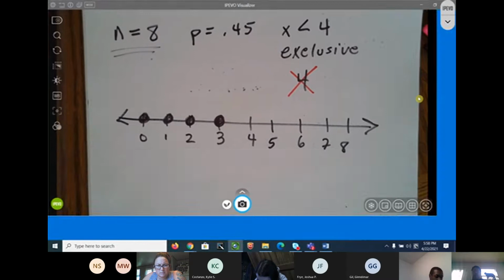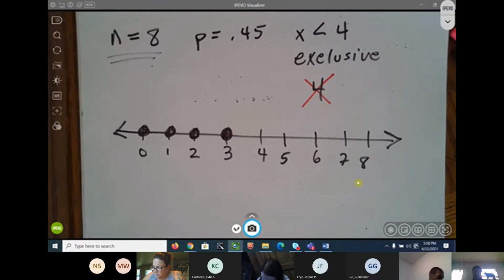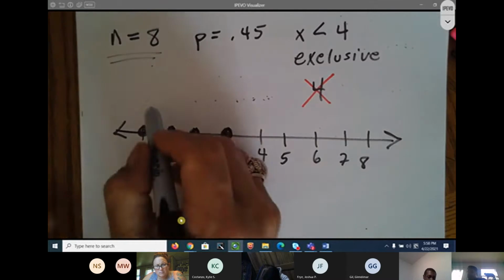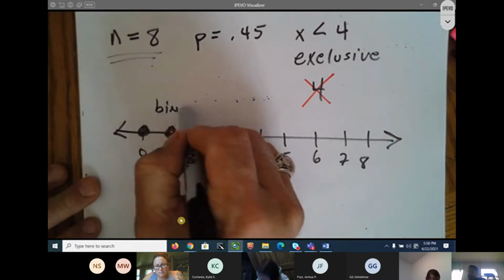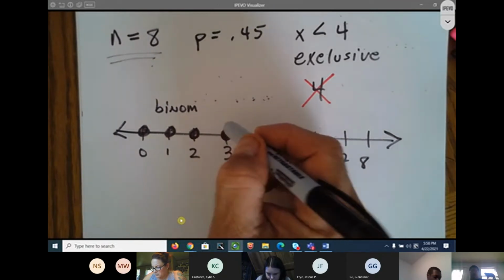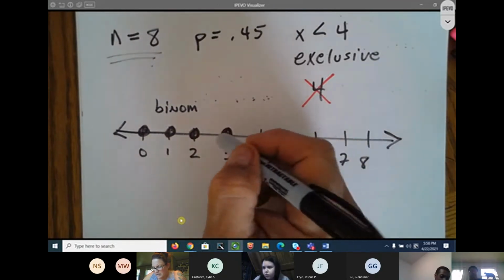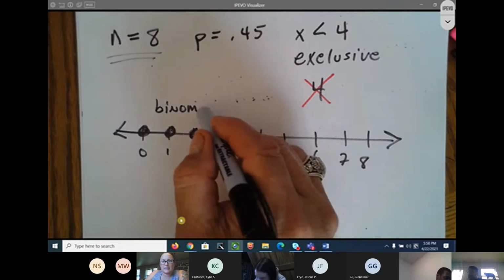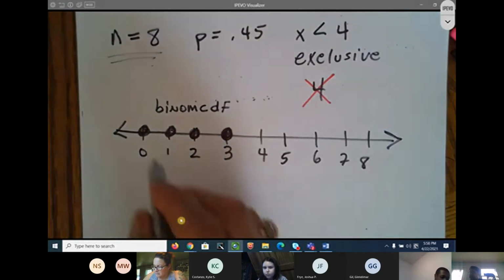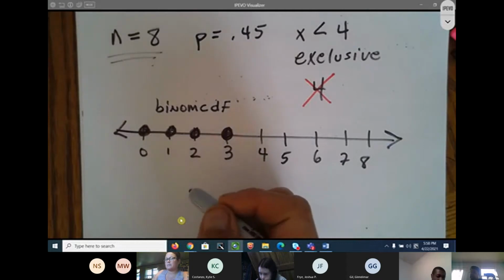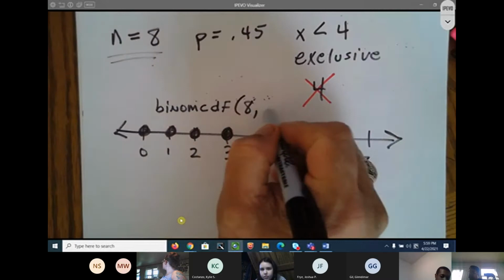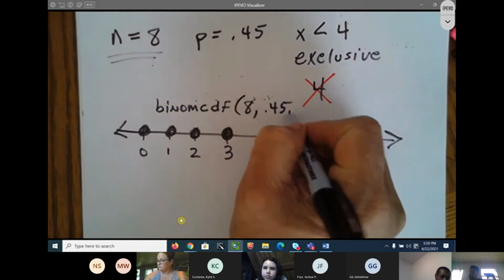So now, as I told you in chapter 6.1, you could add all those up, or you could do binomial what? Not PDF, because PDF means each one. So what does CDF mean? Yeah. CDF means cumulative. And you will do N, P, and 3.